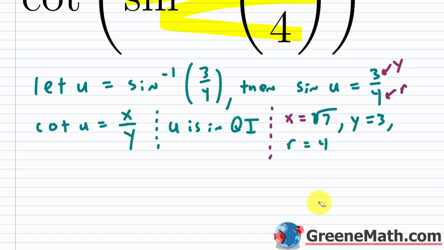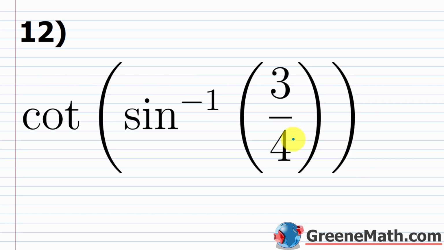So the cotangent of u is x over y. So what is my x value? That is going to be the square root of 7. And then what is my y value? That's going to be 3. So the cotangent of u is the square root of 7 over 3. Now let me erase all this, and I'll just come back and answer in terms of the original problem. So the cotangent of the inverse sine of 3/4, that's going to be the square root of 7 over 3.